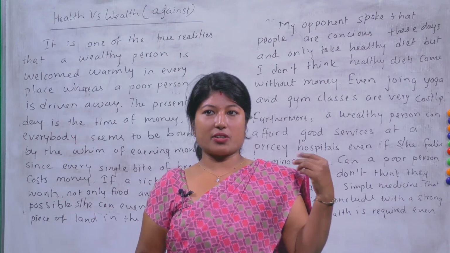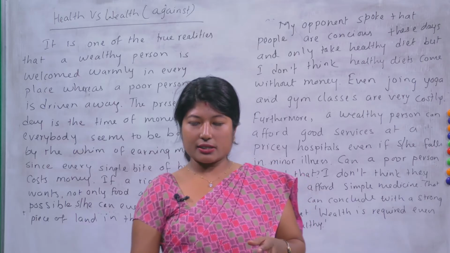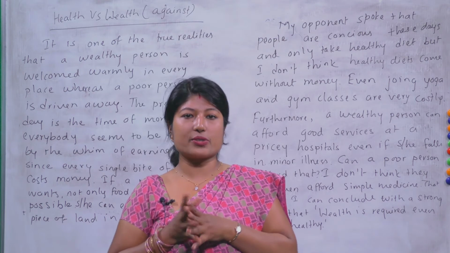How do you say? Undone. Decided, undecided; patient, impatient; legitimate, illegitimate; continue, discontinue; easy, uneasy; fair, unfair; logical, illogical; legible, illegible. So these are opposite words.